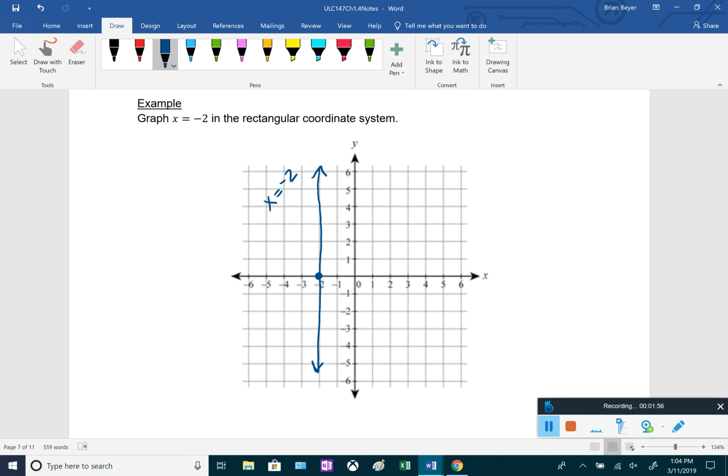So if it's x equals a number, it's a vertical line at the x-intercept. If it's y equals a number, then it is a horizontal line at that y-intercept. So these ones are technically not functions because they fail the vertical line test.